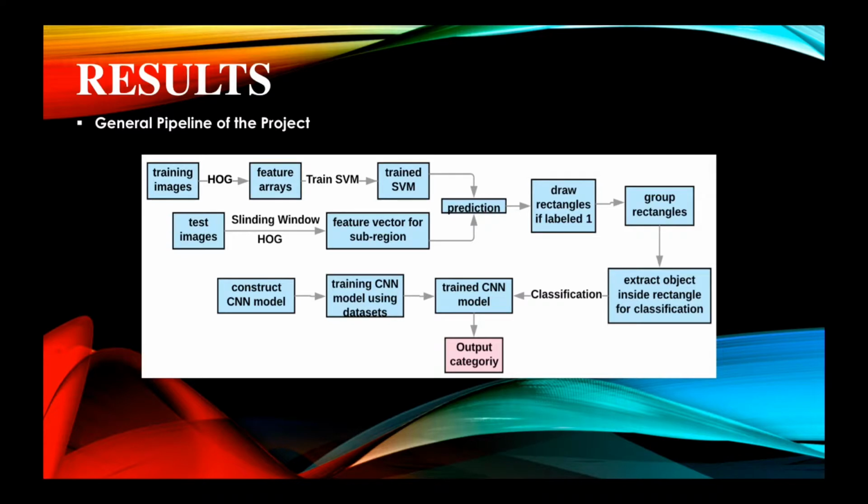Now let's introduce the general pipeline of our project according to the pipeline image shown in the slide. First of all, we train our HOG model and get the feature vectors. Similarly, we train our SVM and CNN model. Then we use a sliding window together with HOG to extract the feature vectors from the sub-region. Along with our trained SVM, we can extract the object inside the rectangle and put it into our trained CNN model. And the final output is the category of our detected object.